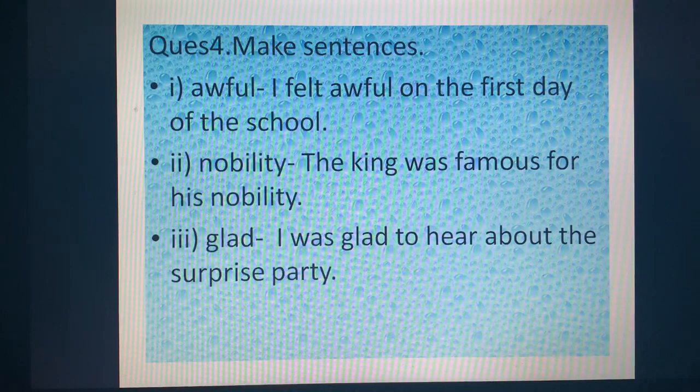So the first word is awful. Awful means very bad, feeling very bad. I felt awful on the first day of the school. Nobility, kulinta. The king was famous for his nobility. Glad. I was glad to hear about the surprise party.